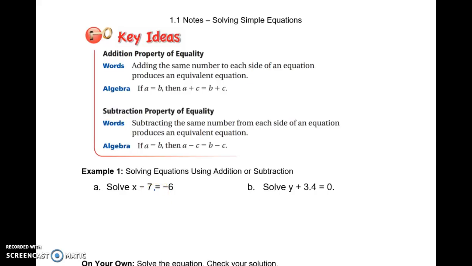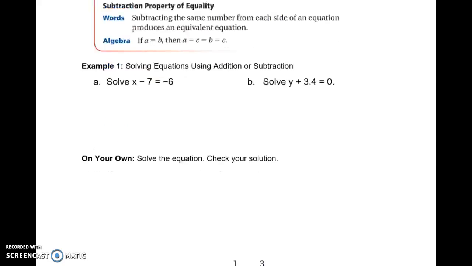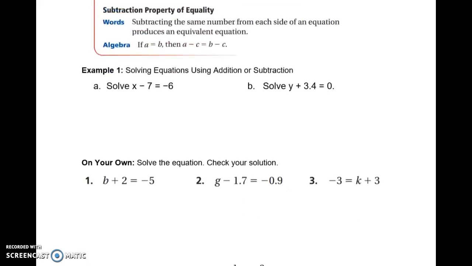Some of your previous teachers, looking at these examples, may have had you draw a line down your equal sign. If that helps you, by all means do it. So when we're solving this equation, we have x minus 7 equals negative 6. So we're going to use inverse operations.